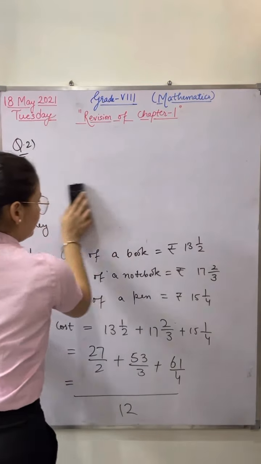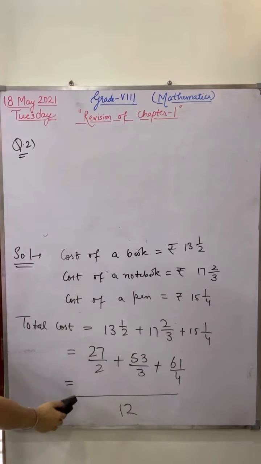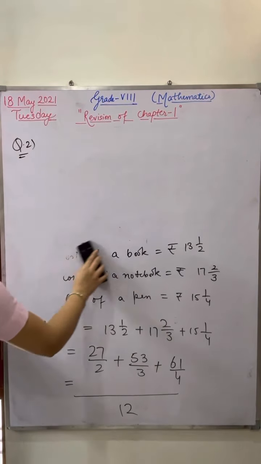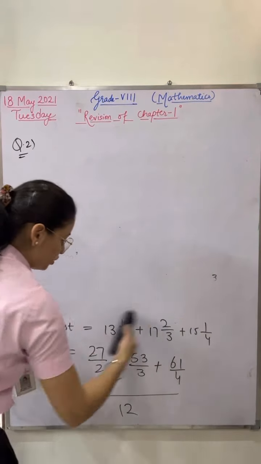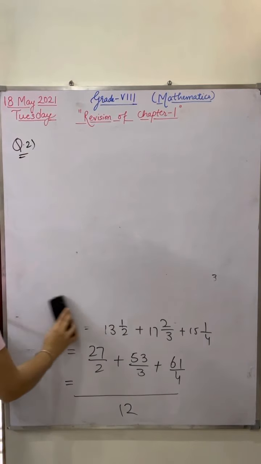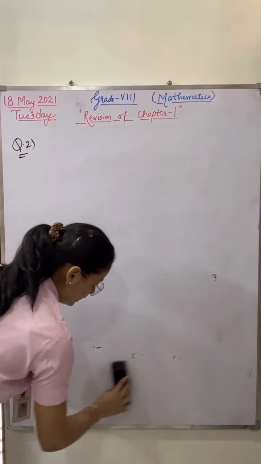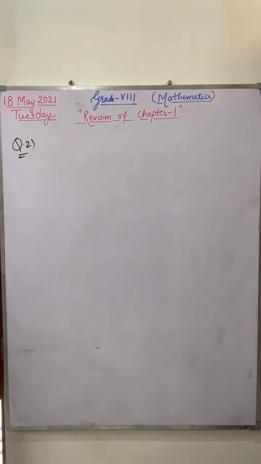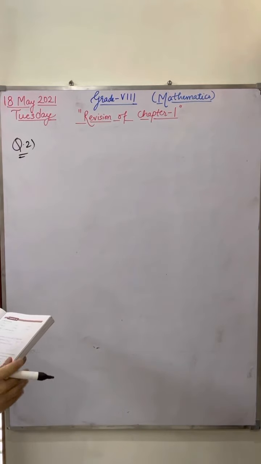Whenever you have word problem questions, write down the statement properly: what is given, what you are going to find out. It is very important. Don't write only the answers, or only this step and the last step. In a word problem, mention all the steps. Now do the next question.